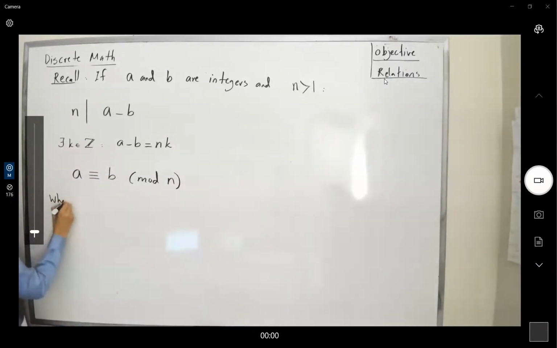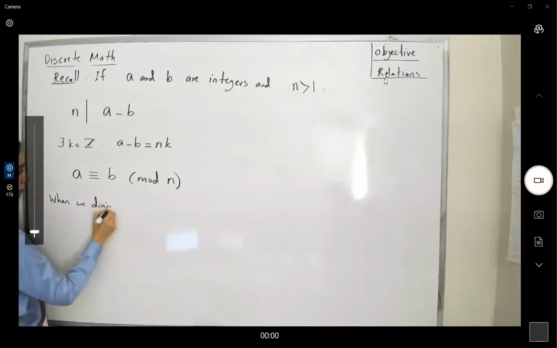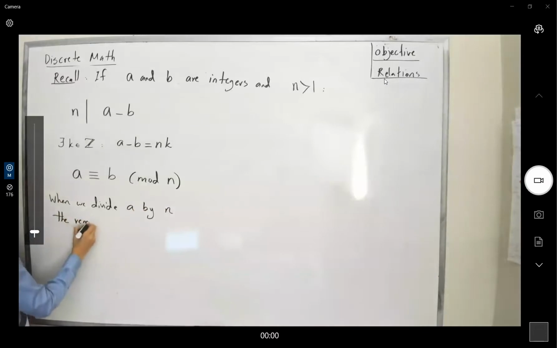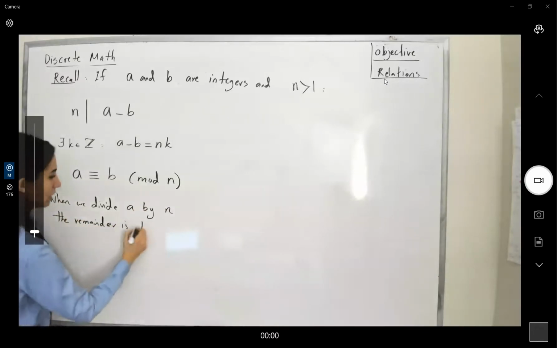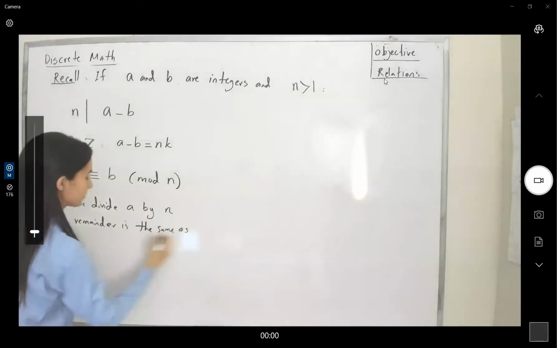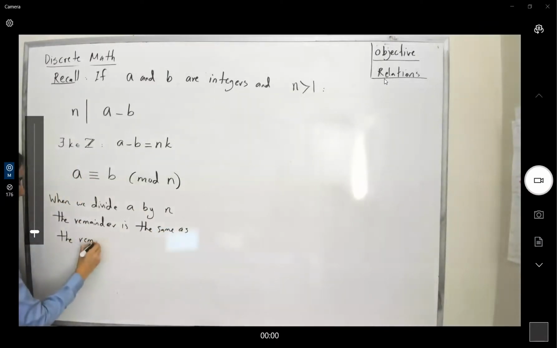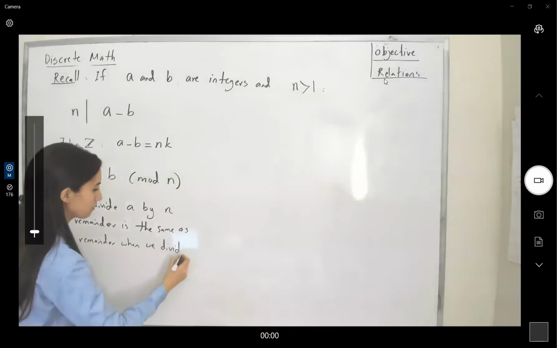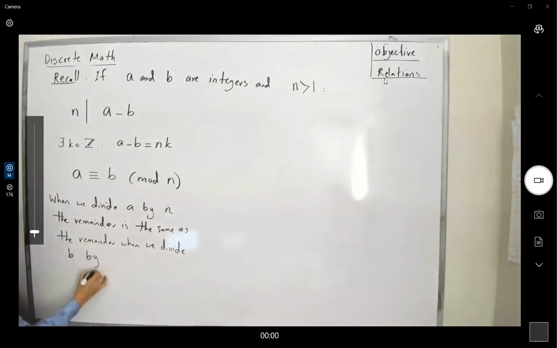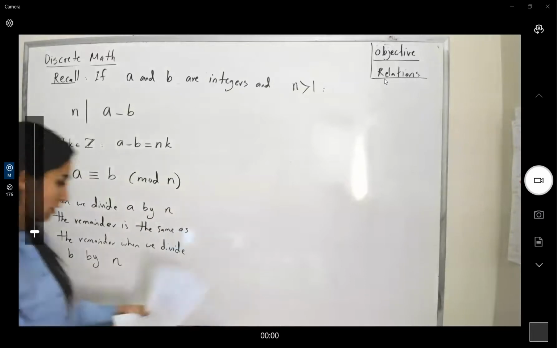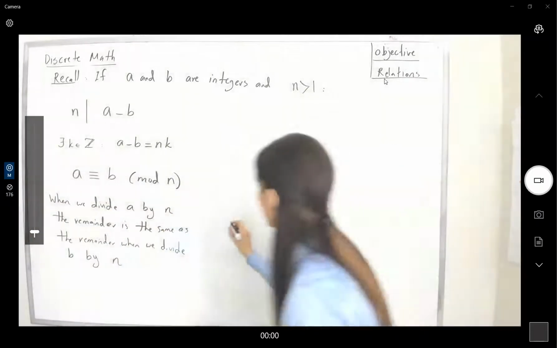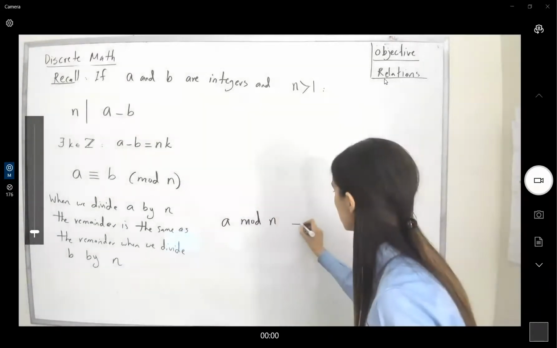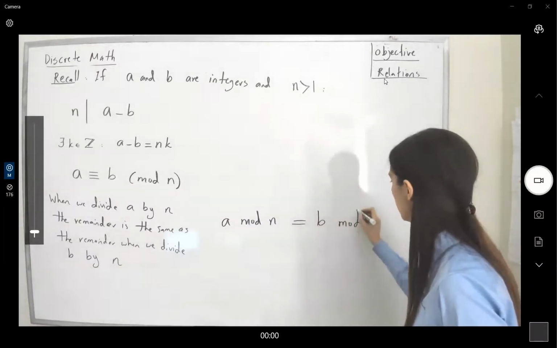When we divide a by n, the remainder is the same as the remainder when we divide b by n. Mathematically, we write it this way: a mod n is the same as b mod n.